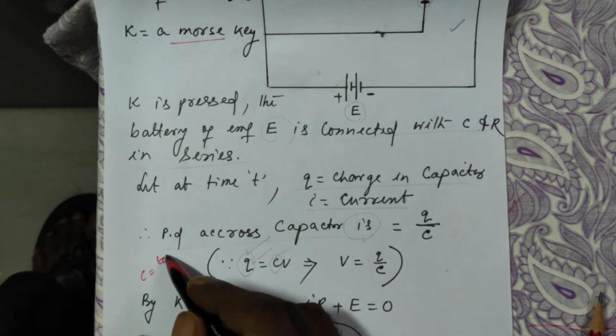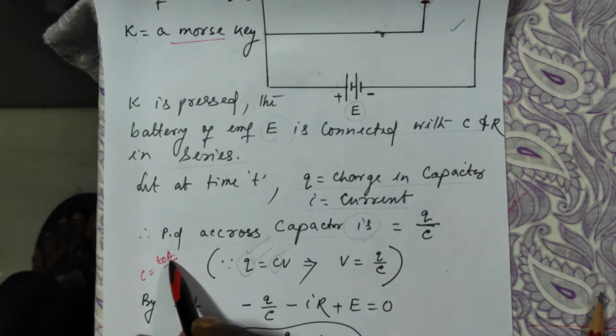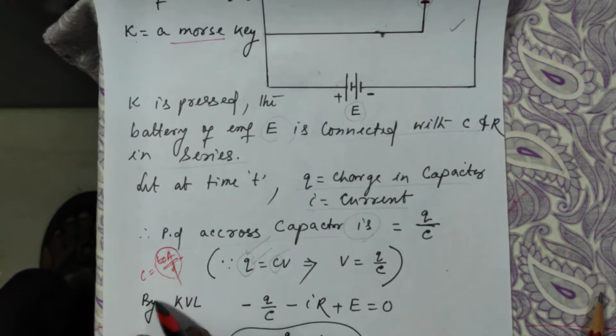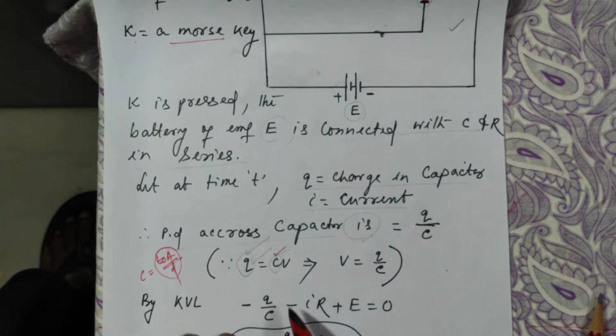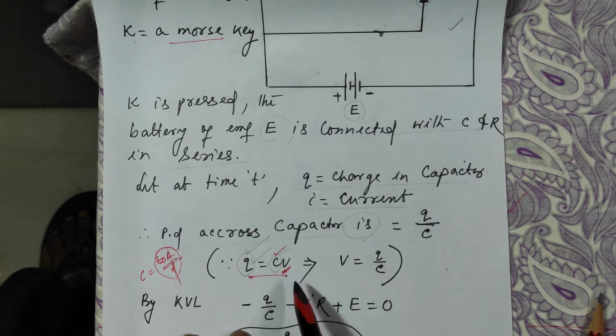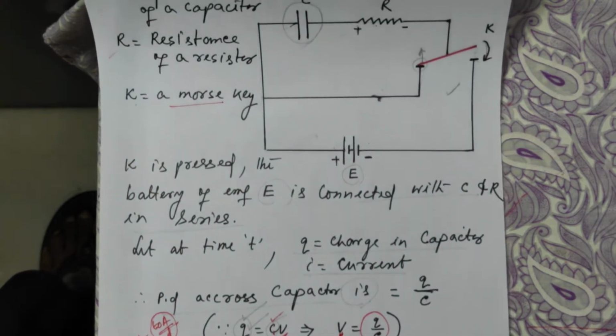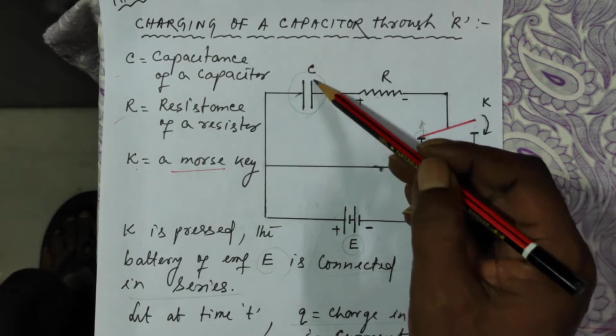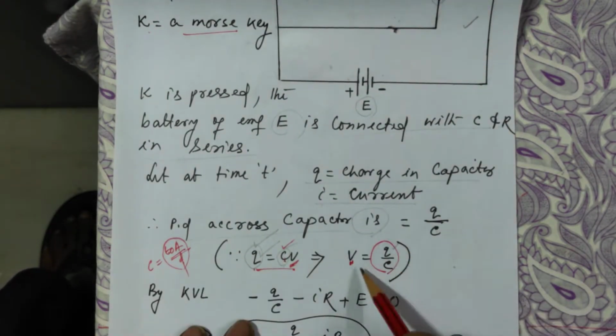C was equal to epsilon naught A by D, where A is the area of each plate, epsilon naught is a constant, and D is the distance between the plates, so C is a constant. So V is what you can change. V is the potential difference across the plates of the capacitor. From this, V is equal to Q by C. What do you mean by this? As more and more charge gets stored on the two plates of the capacitor, as Q increases, the potential difference across the capacitor increases.